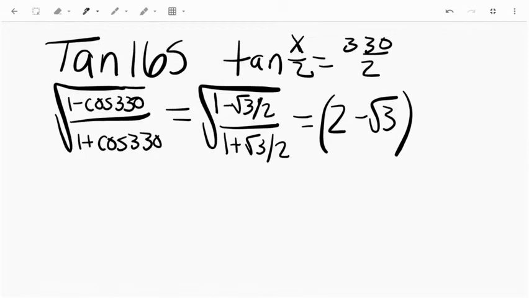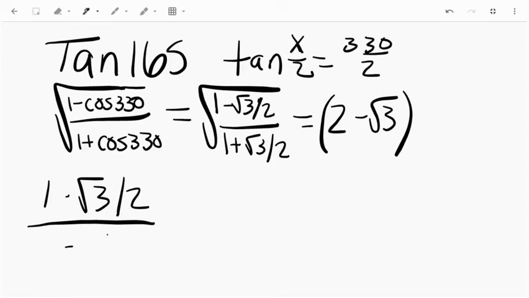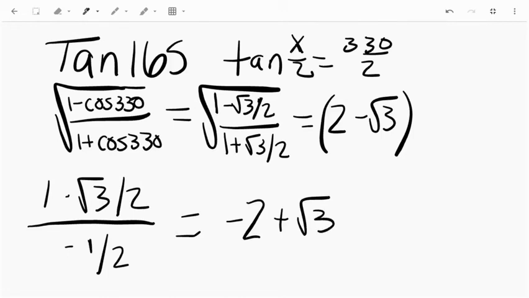Sine x over 1 plus cosine x. When we do this, we get 1 minus root 3 over 2 over negative 1/2. Then when this is reduced, you get negative 2 plus root 3. Or in other terms, root 3 minus 2.